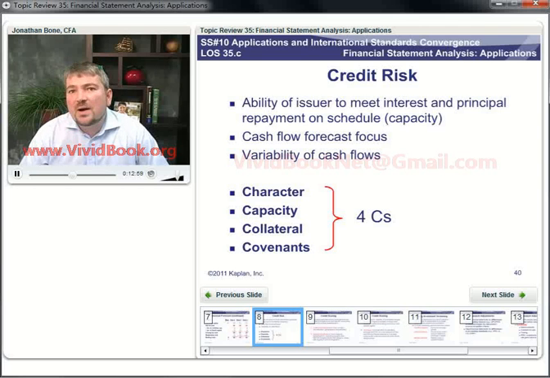Capacity is where we're interested in financial statement analysis, because capacity is looking at your ability to meet the interest and principal payments as they fall due. So that's where our ratio analysis is going to kick in.